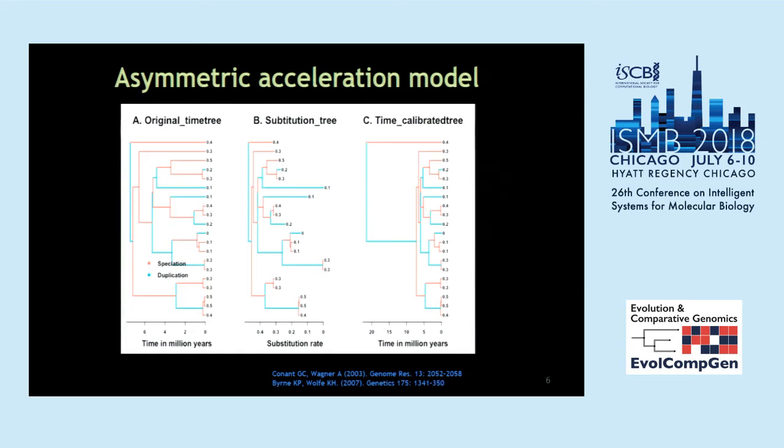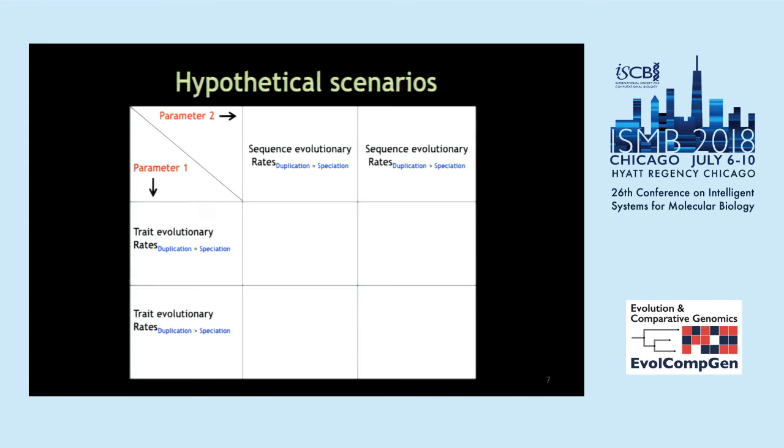At this point, I should mention that in real life, we don't have the original time tree in our hands. What we have is the substitution tree, and we need to time calibrate it before we apply the phylogenetic method, that is, phylogenetic independent contrast. We also don't know the duplication time points, so we need to use the speciation time points to calibrate them. So here I just want to show that the branch lengths of the calibrated tree often differ from the original time tree.